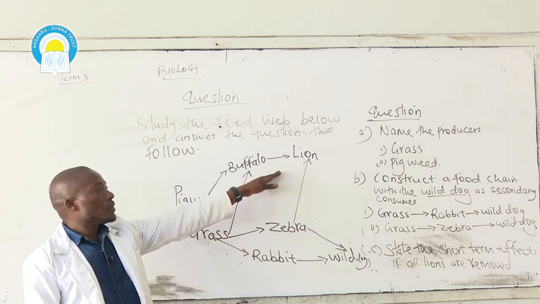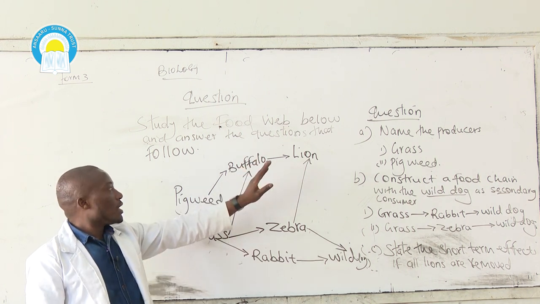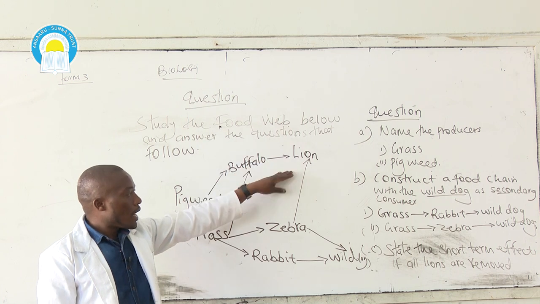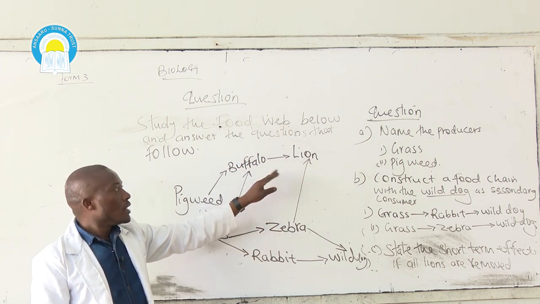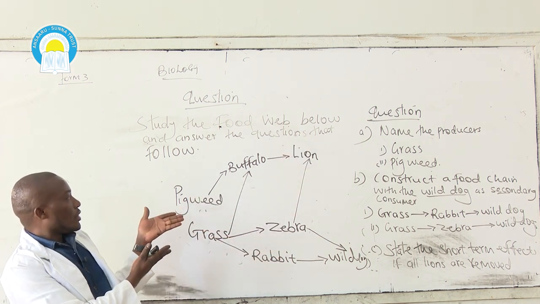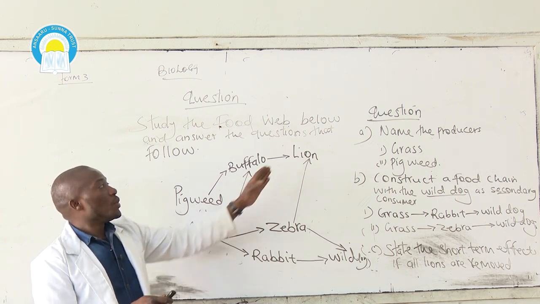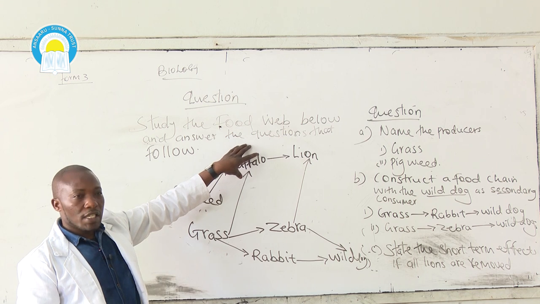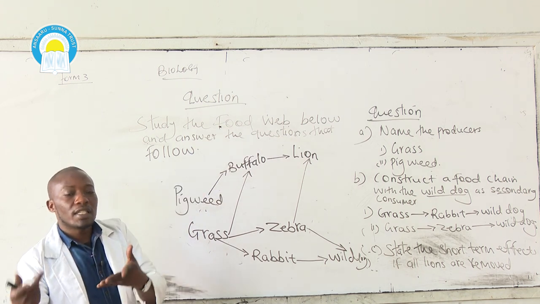Remember, if you remove the lion, the lions in this case are like the enemies, they're the ones feeding. The lions are feeding on buffalo, the lions are feeding on zebra. So if you remove the lions, what will happen to this ecosystem? Number one, the buffaloes will increase. Remember now, the enemy has gone. The buffaloes will increase because what is killing them is not there.